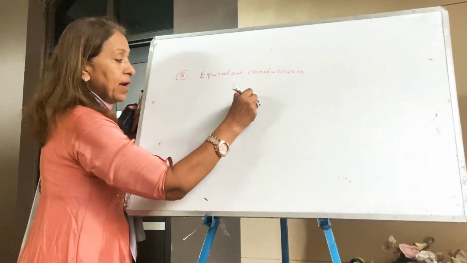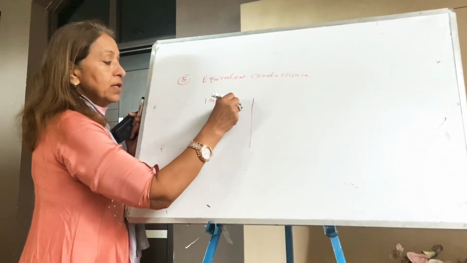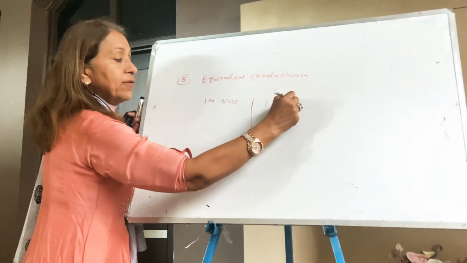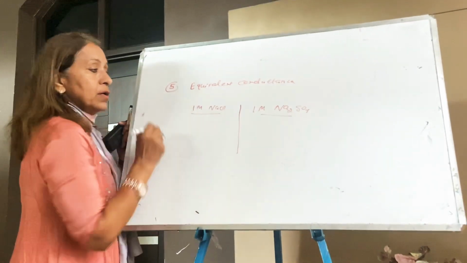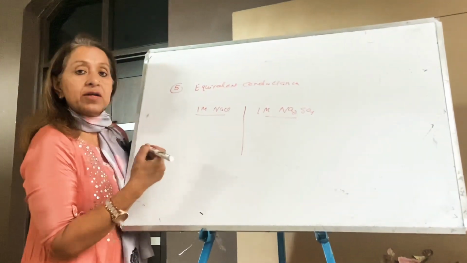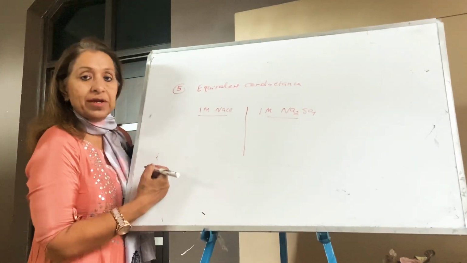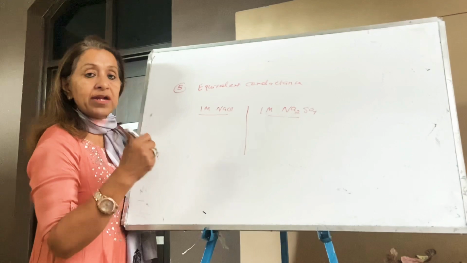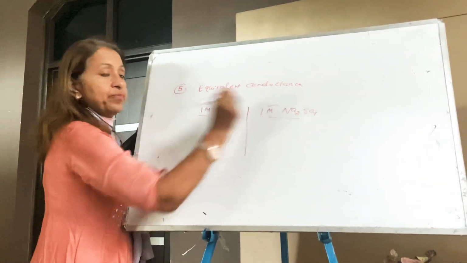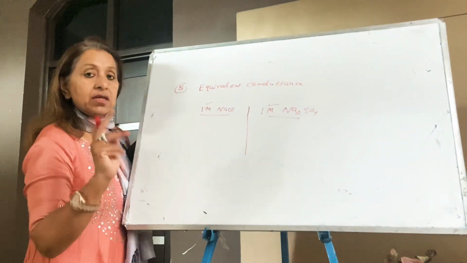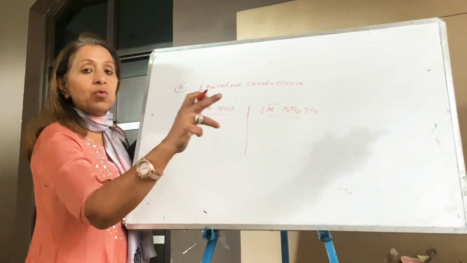Now let me make a line. On this side you write 1 M NaCl, and on this side 1 M sodium sulfate. Make two columns. Now I want to compare the conductance of two solutions. I have two conditions. The one is, solution concentration must be same. Yes, it is same, 1 M, 1 M. The other condition is, the solution must carry equivalent amount of electricity.